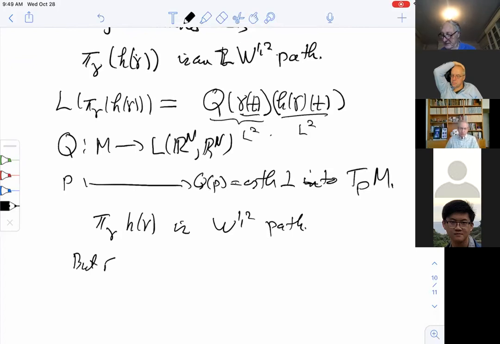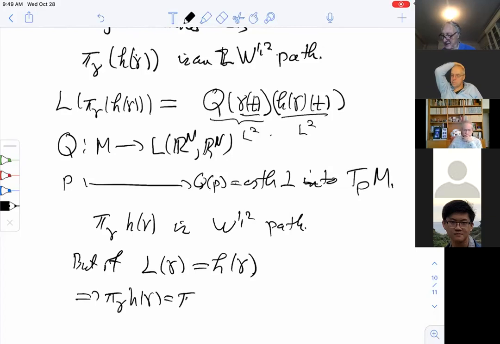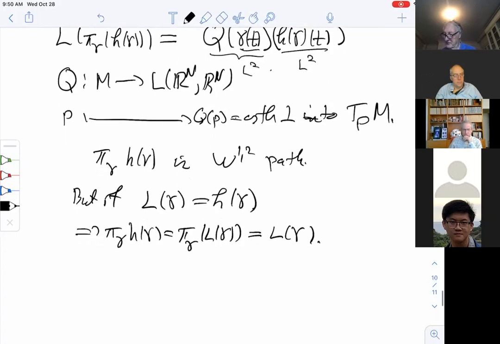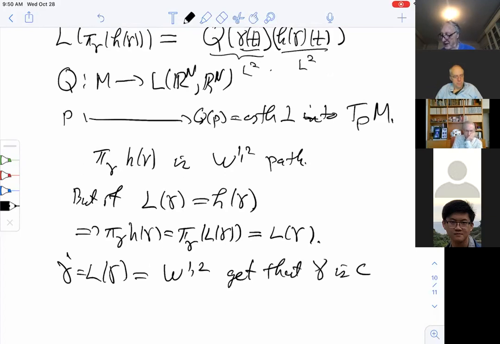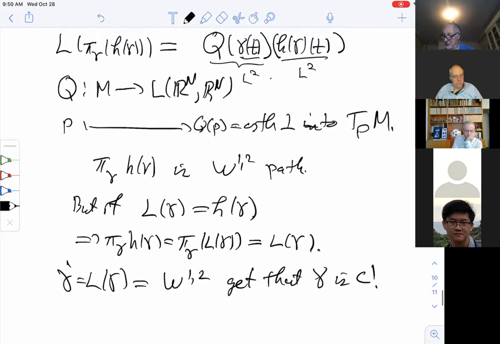But now let's invoke our equation. If we have a critical point, then H is in fact L, and thus pi gamma H gamma is pi gamma of L gamma, but L gamma is already, so this is L gamma. So we see that L of gamma, which of course is gamma dot, is W12, and we get that gamma is a C1 path. And we also have a formula for it.